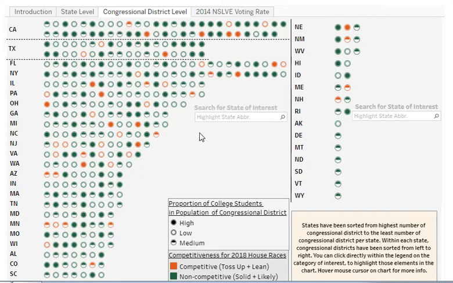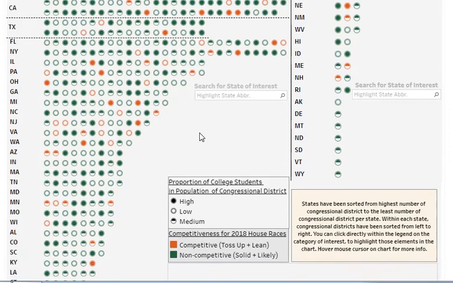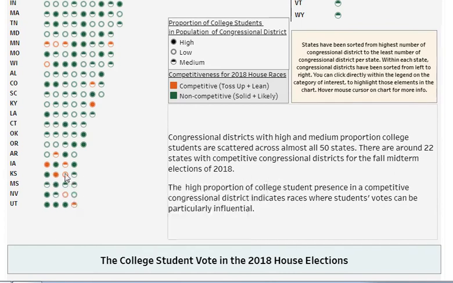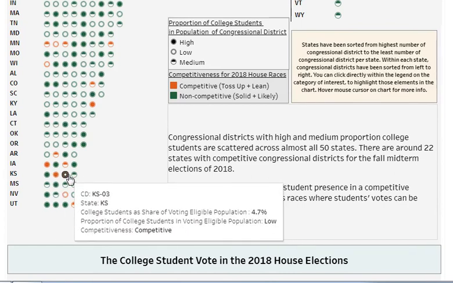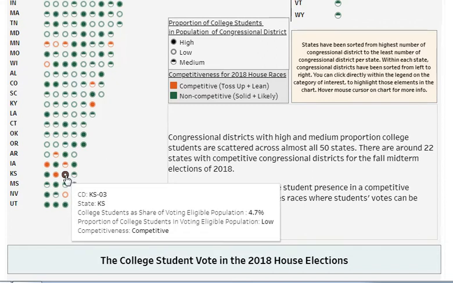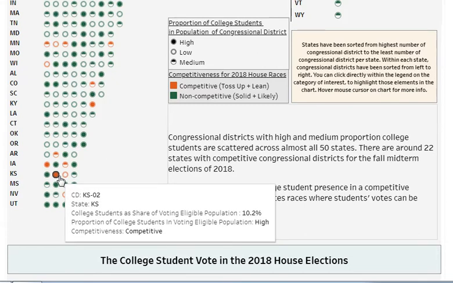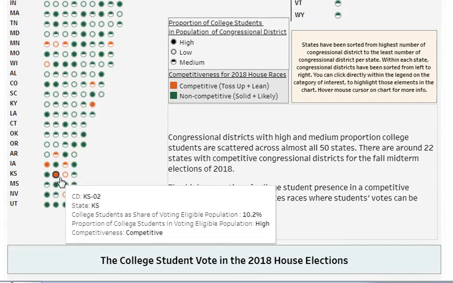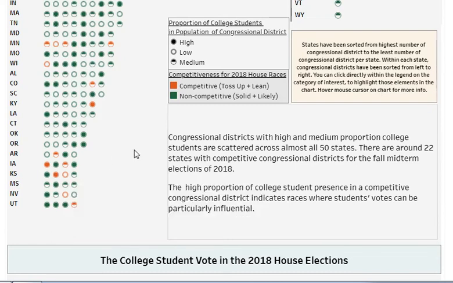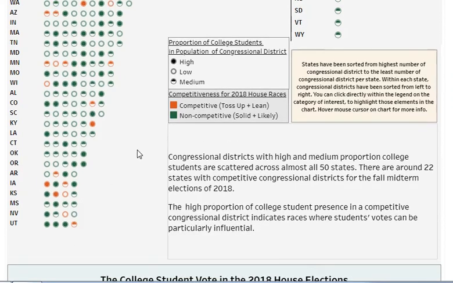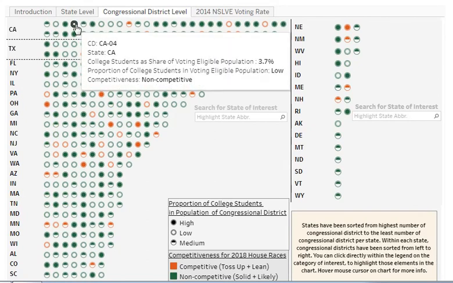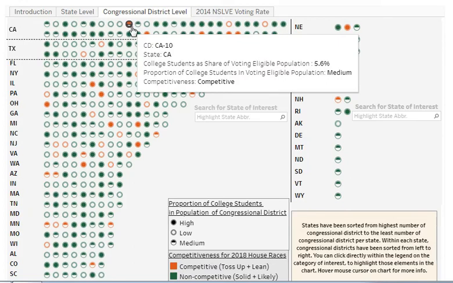For example, if you are originally from the 3rd district in Kansas, which is a competitive district with a low proportion of college students, but you attend an institution in the 2nd congressional district, which is a competitive district but with a high proportion of college students, it is possible that your votes can have more of an influence in the 2nd congressional district rather than in the 3rd. Likewise, if you are from the 4th district of California, which is a non-competitive district, but you attend a higher education institution in the 10th district, which is a medium competitive district, your votes can have a higher influence in the 10th district than in the 4th.